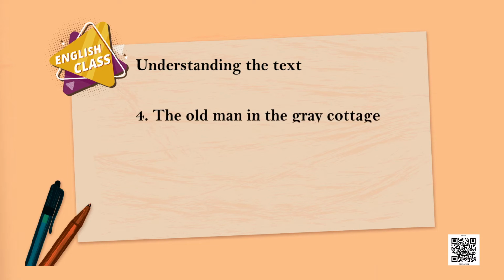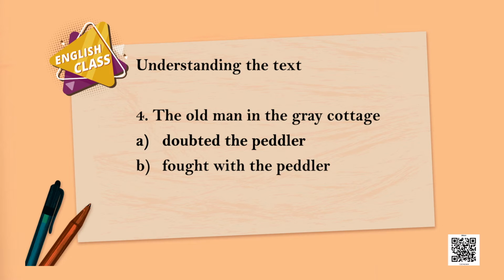Now look at the fourth statement. The old man in the grey cottage: A. doubted the peddler, B. fought with the peddler, C.